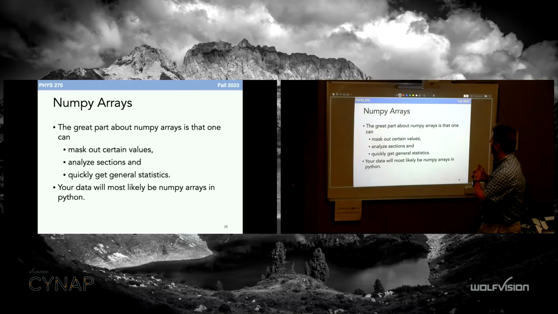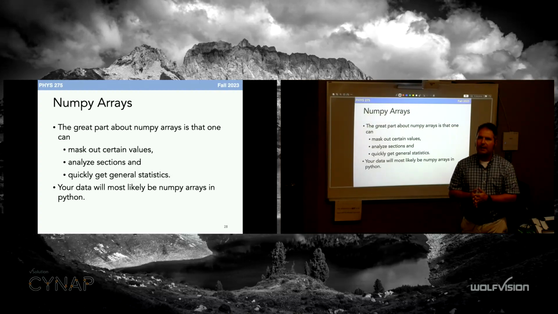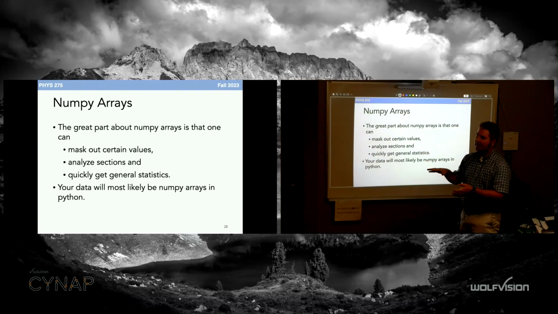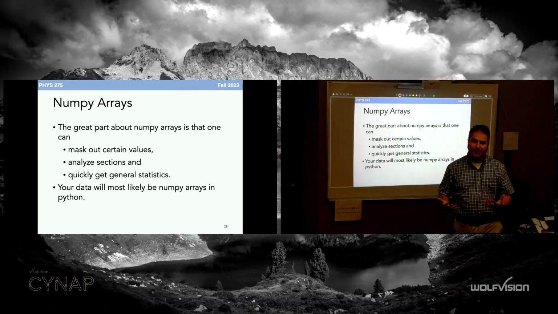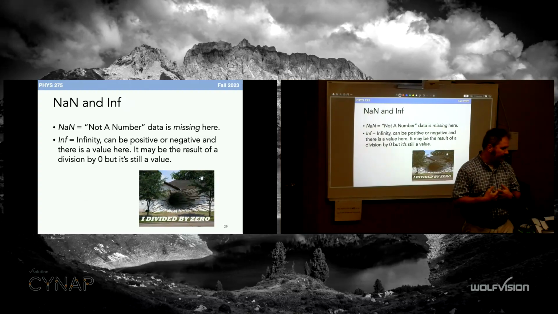So NumPy's arrays, you can do other things as well. You can mask out certain values. So if you go, hey, I have a temperature range, and I know that my thermometer, it says so here in the instructions, is unreliable over 150 Fahrenheit. So I should not use it. This is not an oven thermometer, so 150 Fahrenheit, it's not calibrated beyond that point. So I should say, like, mask every value out, or remove every value out. You can analyze sections, and you can quickly get general statistics. Your data will almost certainly be a NumPy array, or something that basically lives as a NumPy array.